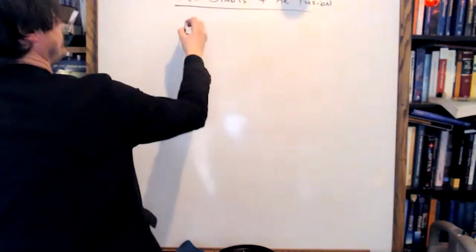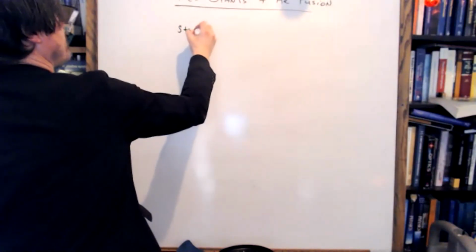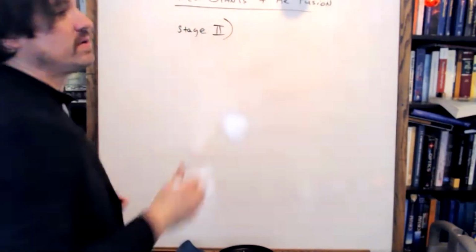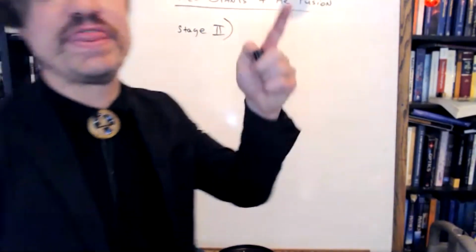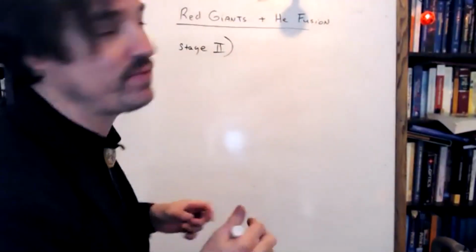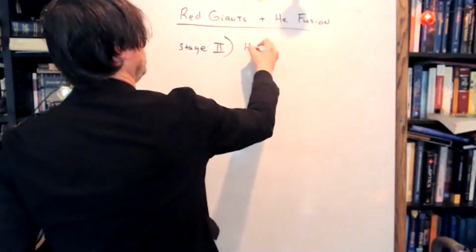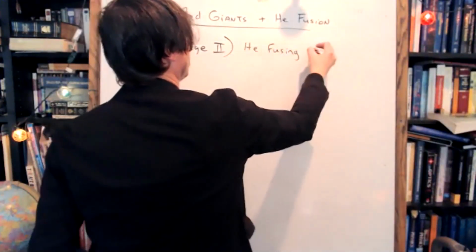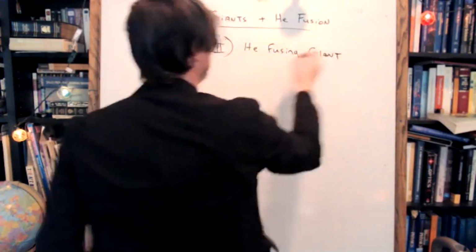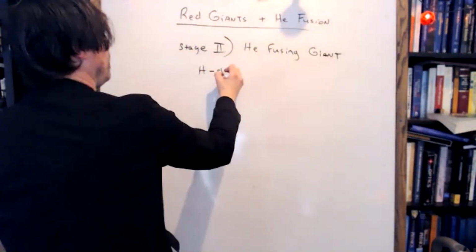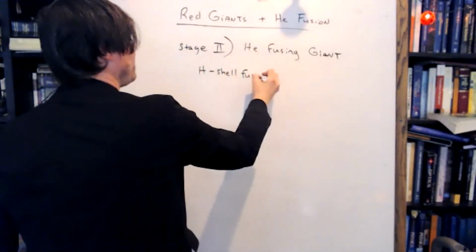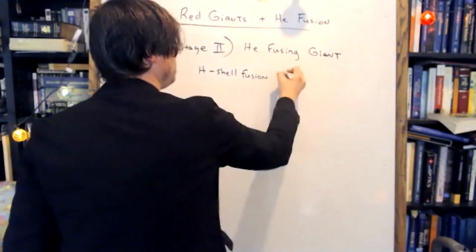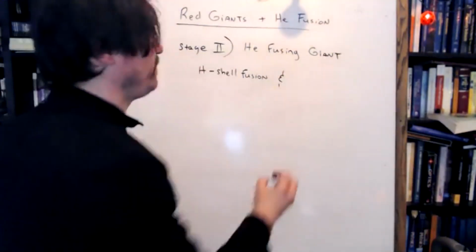Shoot, I just erased that stage 2. Okay, so in stage 2, they're returning into the equilibrium. That's it. Once core fusion turns on, the star temporarily returns to hydrostatic equilibrium. So during our helium-fusing giant star, we have a mixture of hydrogen shell fusion. So we still have a bit of hydrogen shell fusion, but now we're going to add to it helium core fusion.